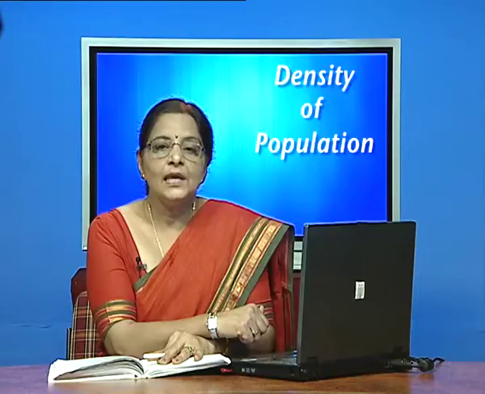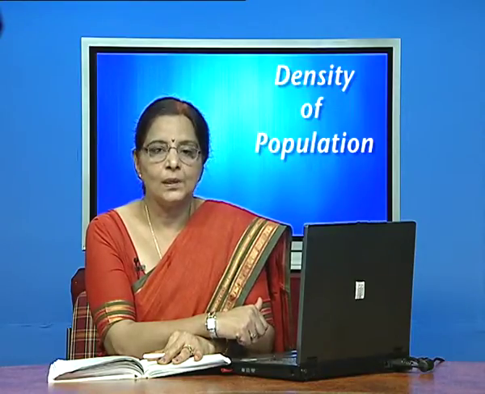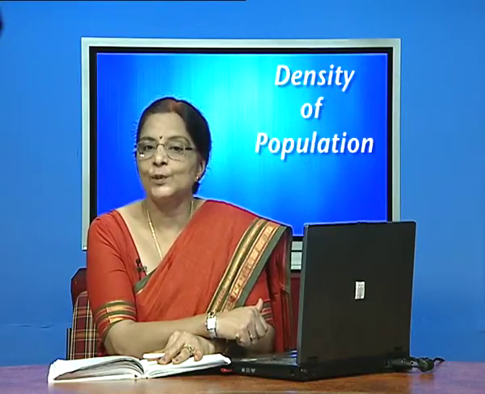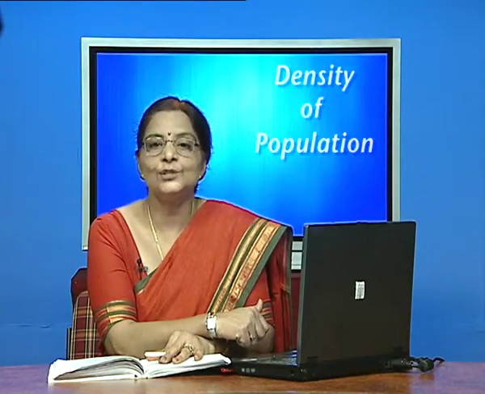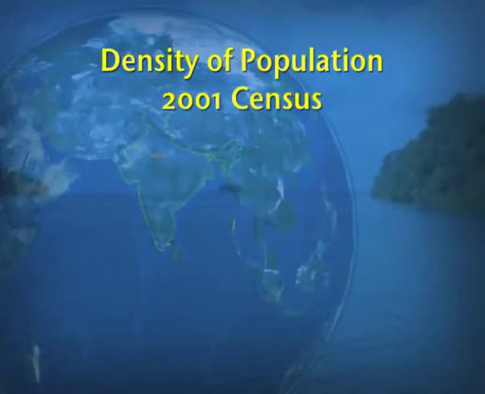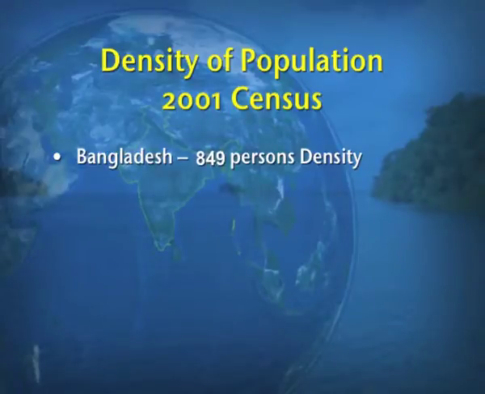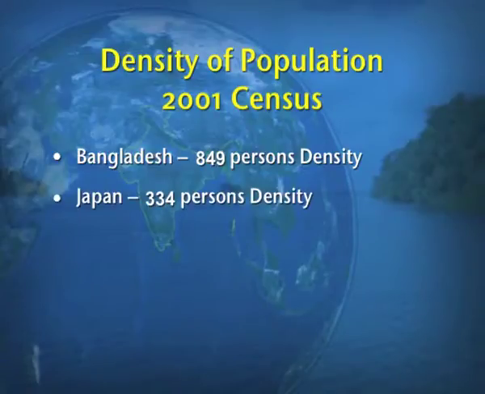Now, India stands third in the world as far as the density of population is concerned, but this position of India is according to the 2001 census. In census 2001, Bangladesh had 849 persons density, whereas Japan 334 persons density, and India stood third in the list with 332 persons.